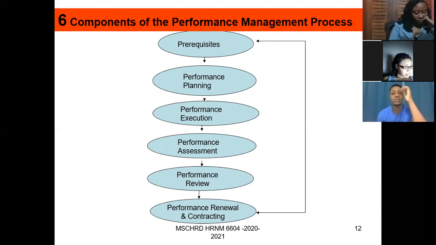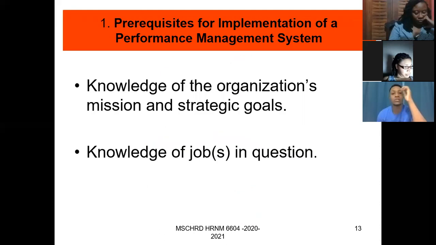The first one is the prerequisites, the second one is performance planning, the third one is performance execution, the fourth is performance assessment, the fifth is the review of performance, and the sixth is performance renewal and contracting. So next, please, let us start by discussing each of them.